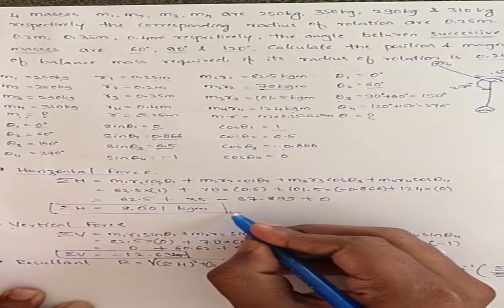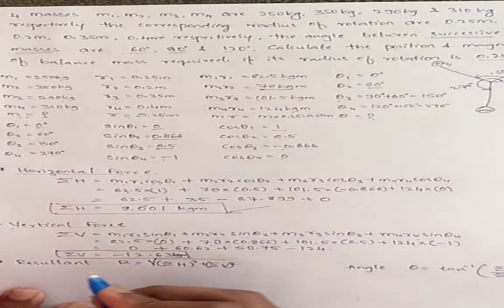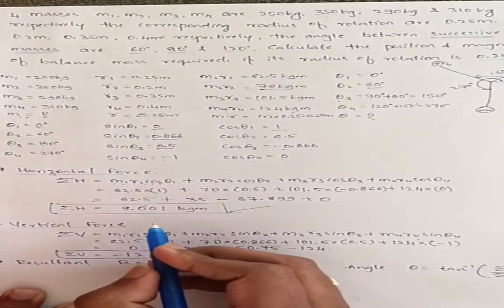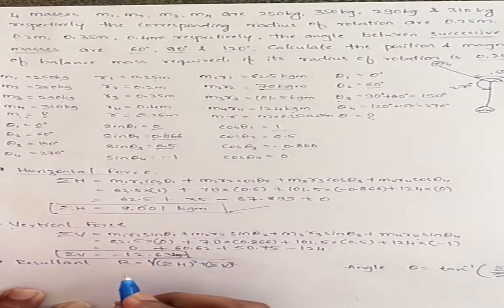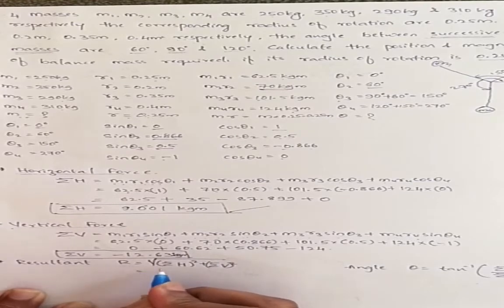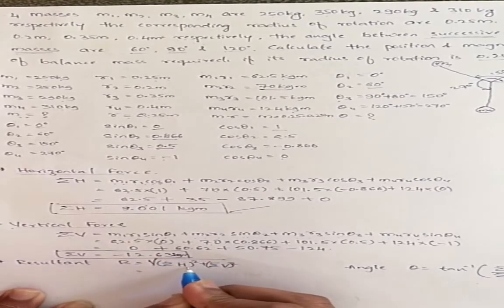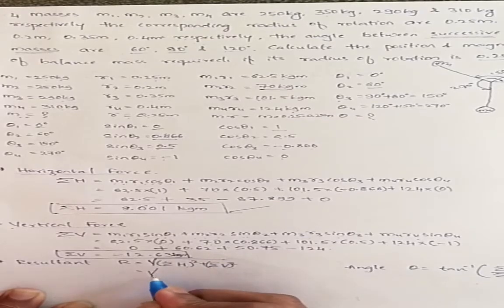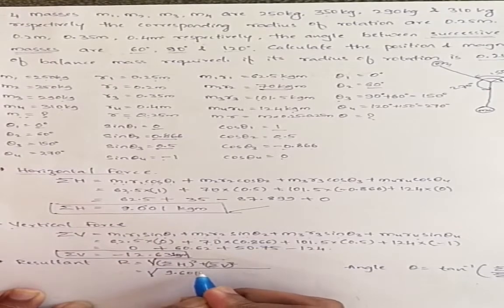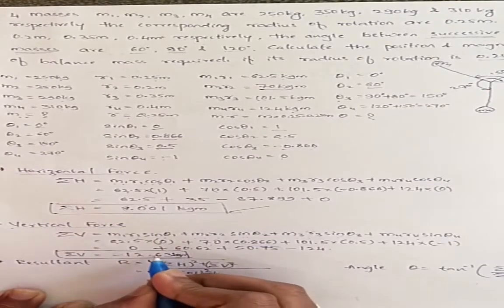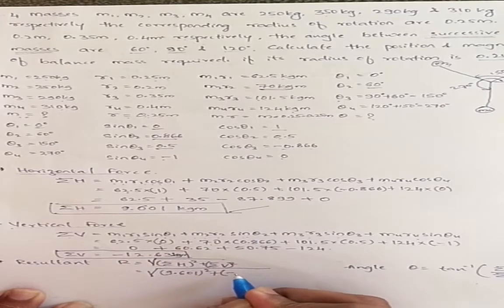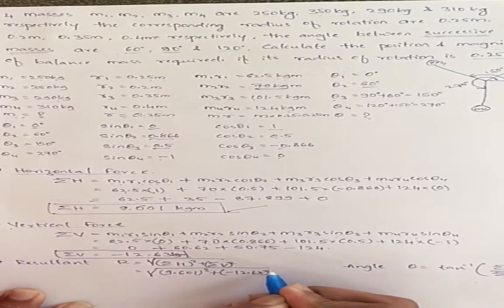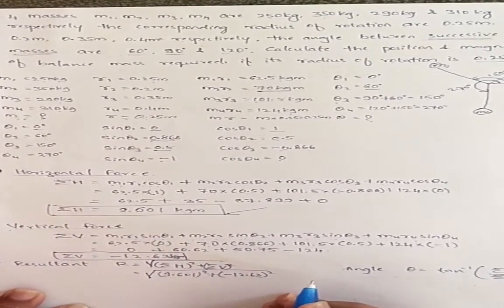So the horizontal force you are getting is 9.601, and the vertical force is -12.63. Now you find the resultant R, which is equal to the square root of delta H square plus delta V square. So we take the square root of 9.601 square plus (-12.63) square. Now you calculate the value.